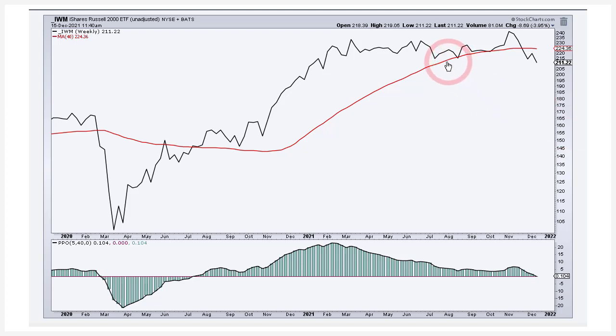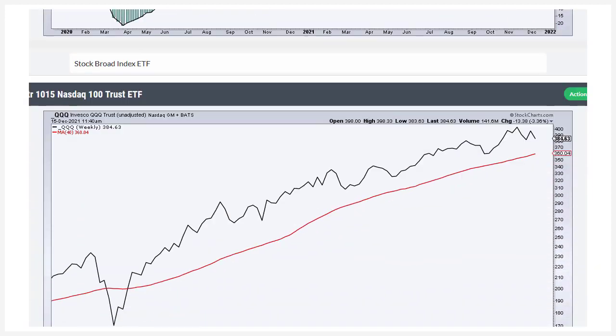And you can see that the Russell 2000 here, ETF IWM, is broken below its summer lows. It's well below the 40-week, and the 40-week is turning over. And you can see that the 5-week EMA is poised to cross below the 40-week EMA via the PPO here. So going down in market cap, we're seeing more weakness.